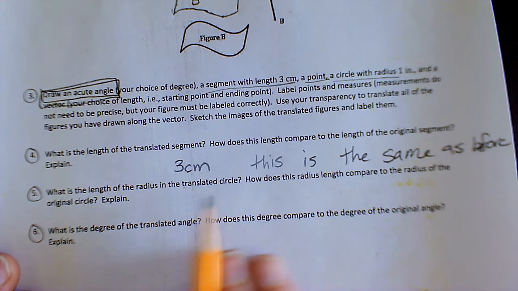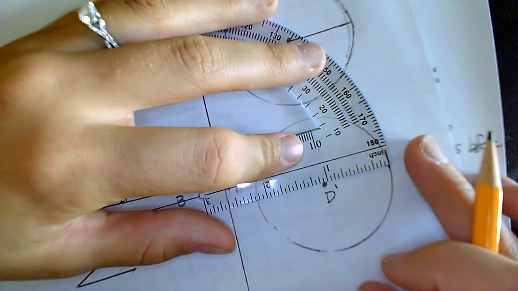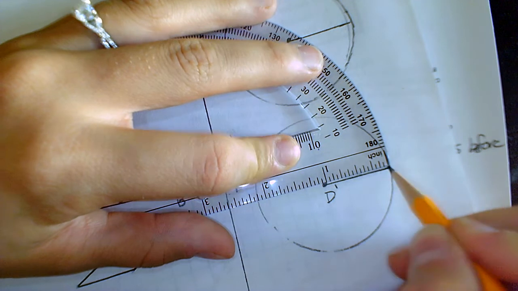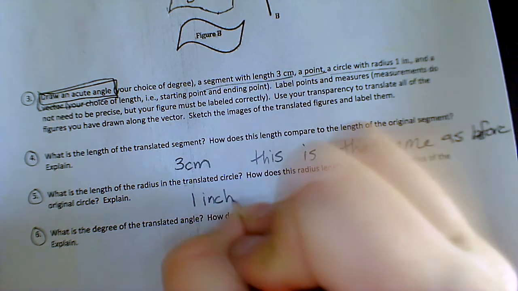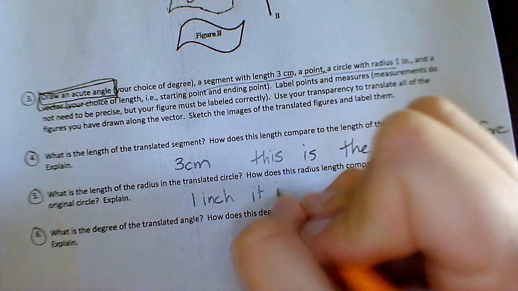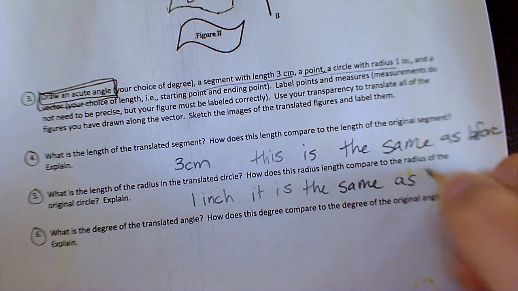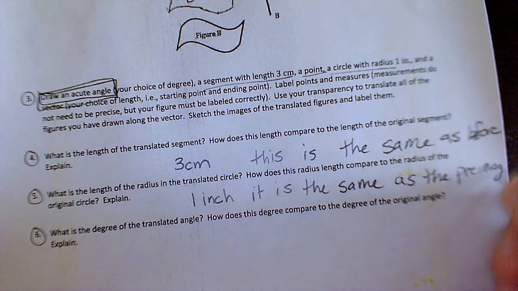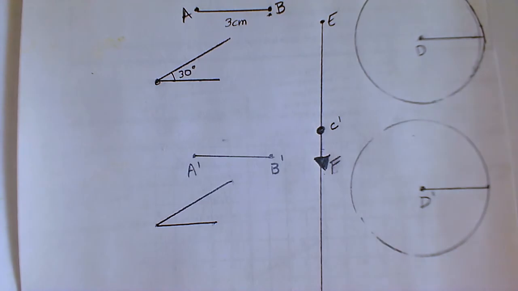Number 5 says, what is the length of the radius of the translated circle? So how long is it from the center to the outside? It is still 1 inch. And how does that compare? It is the same as the pre-image. Or the original.